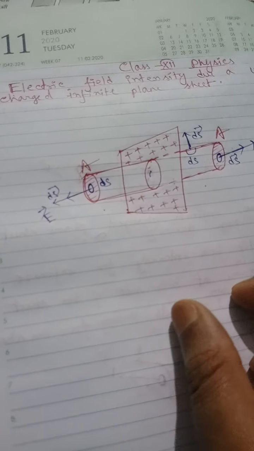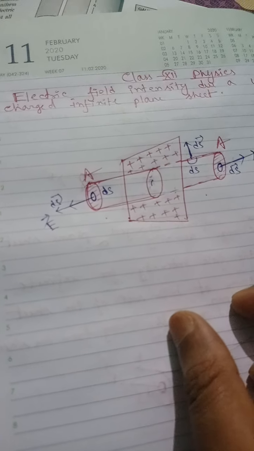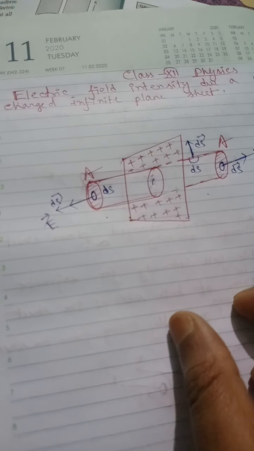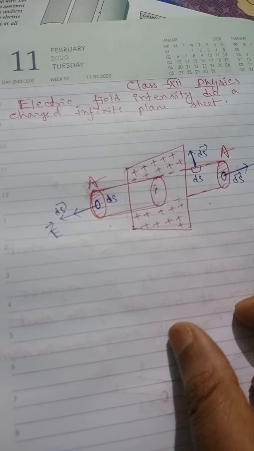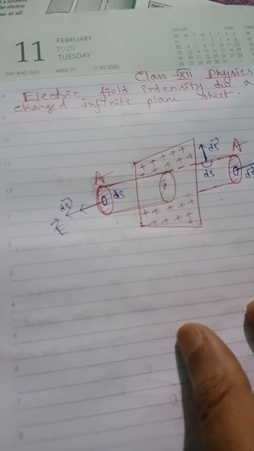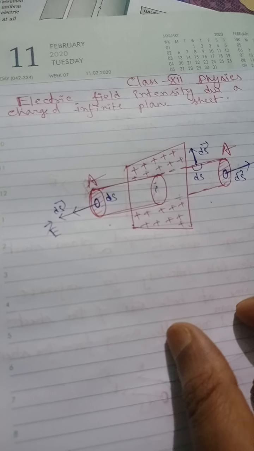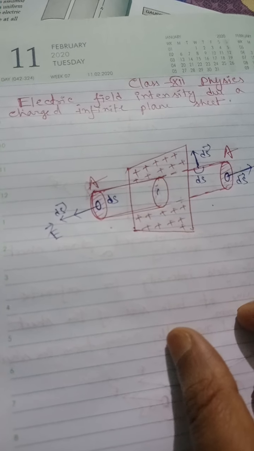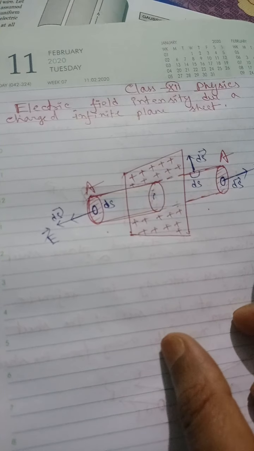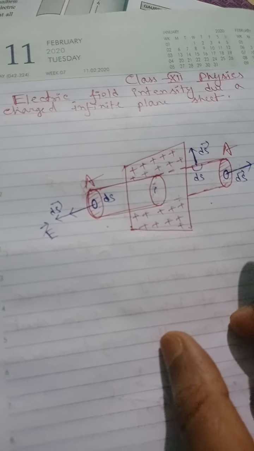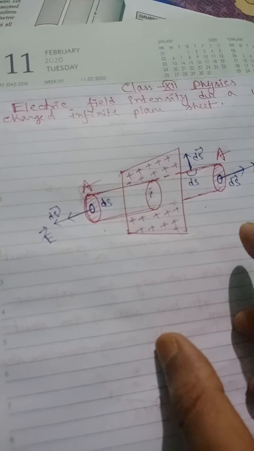Next, this plane sheet will create a uniform electric field. The electric field will be uniform, and the direction of the electric field intensity will be normal to the sheet, normally away from the sheet.